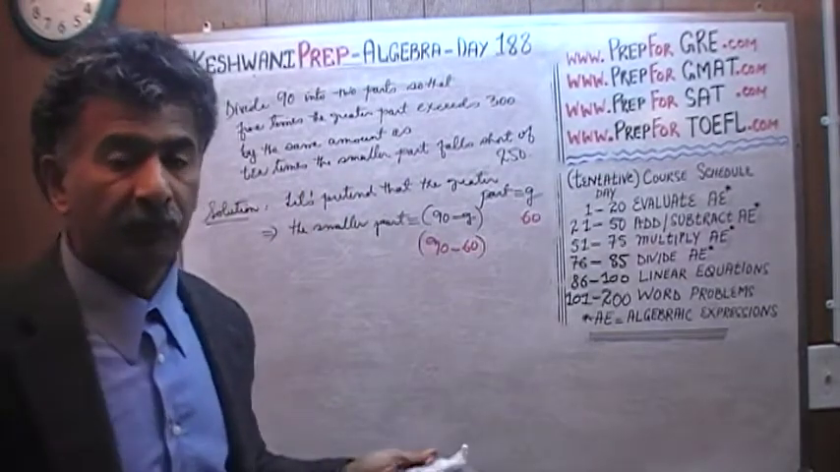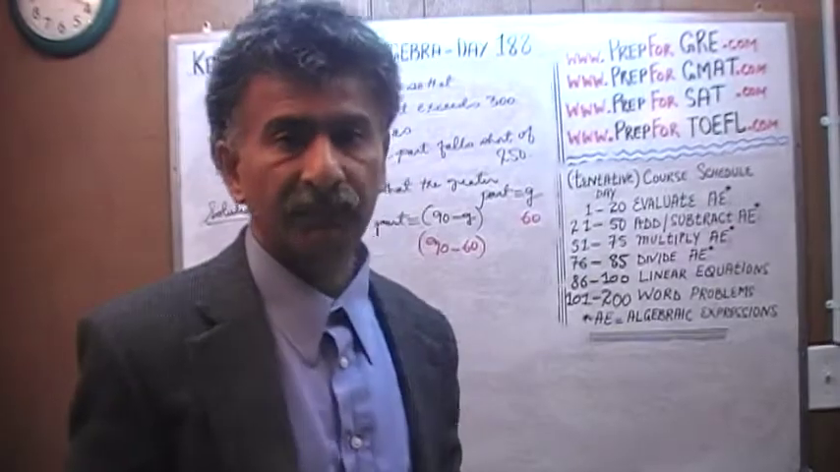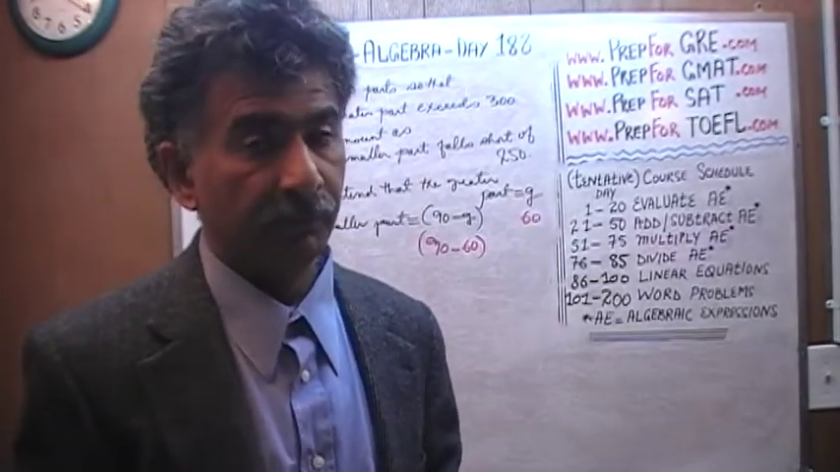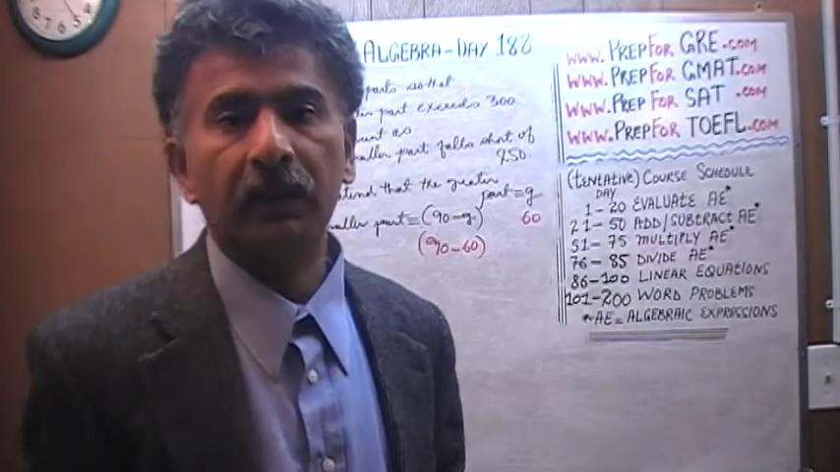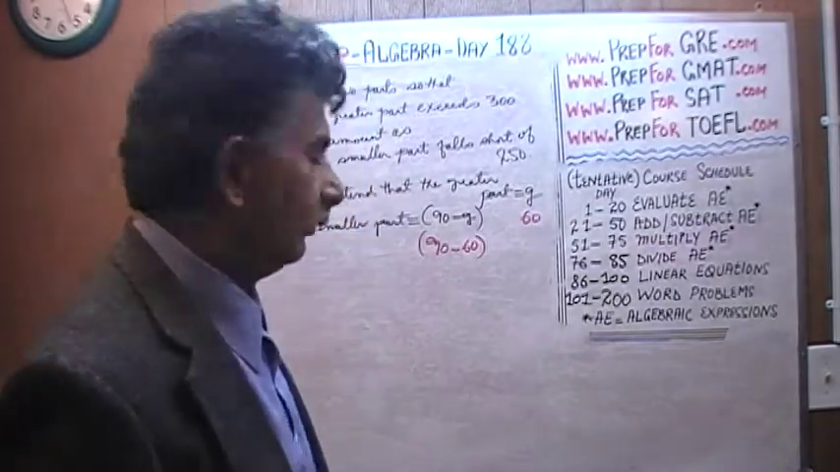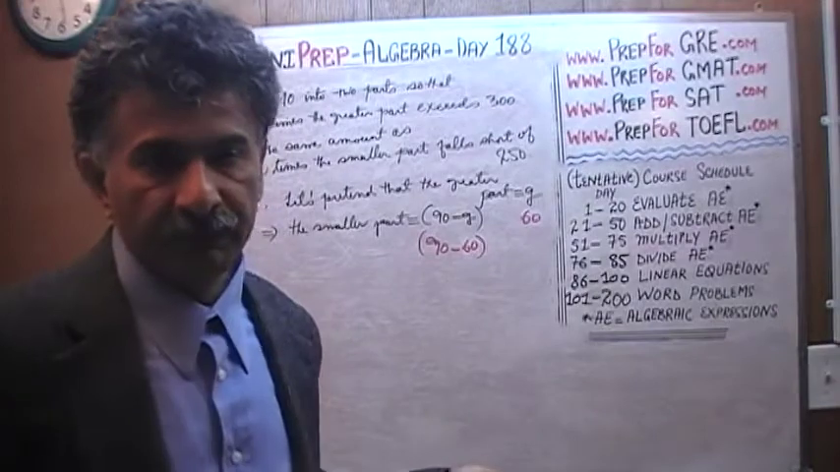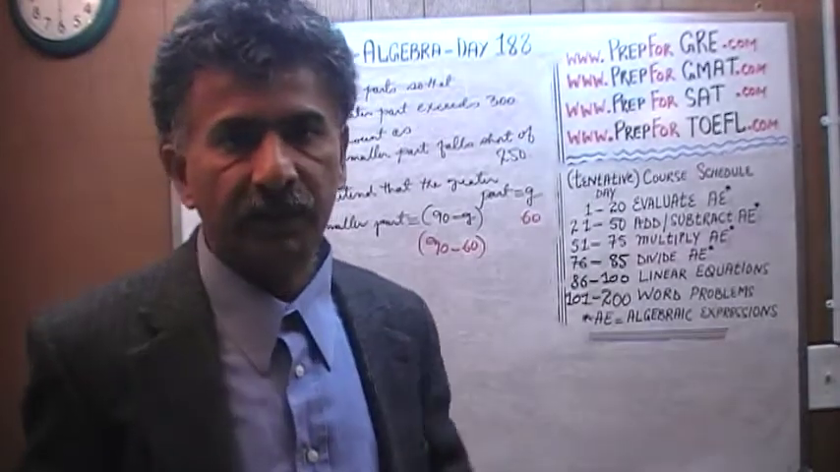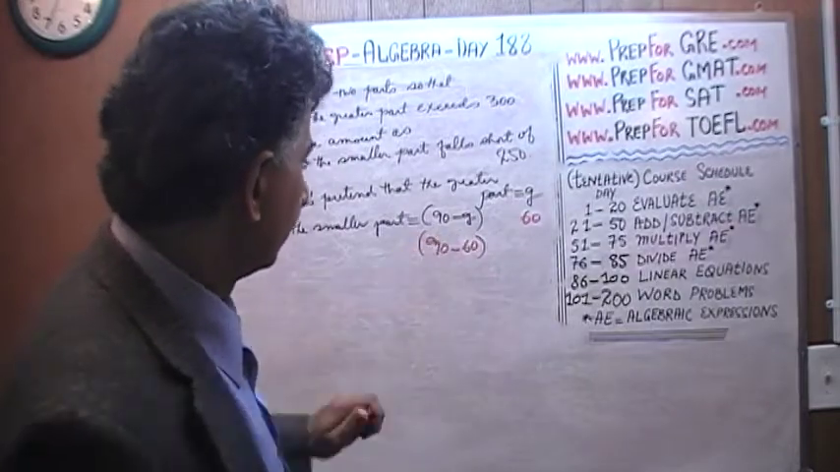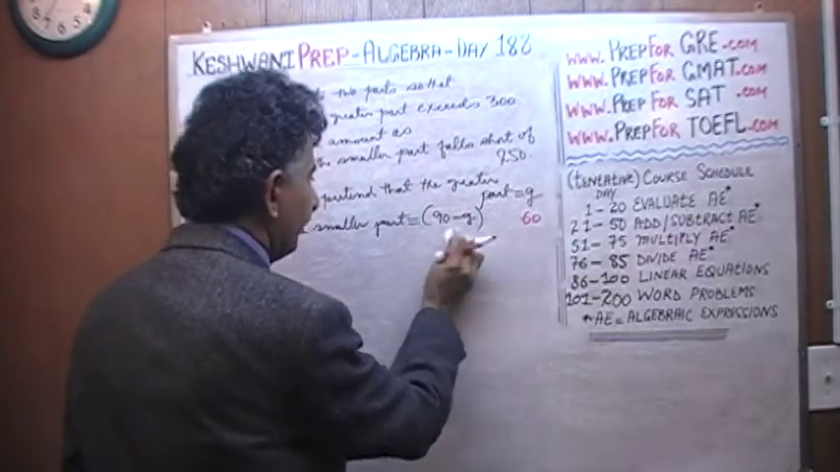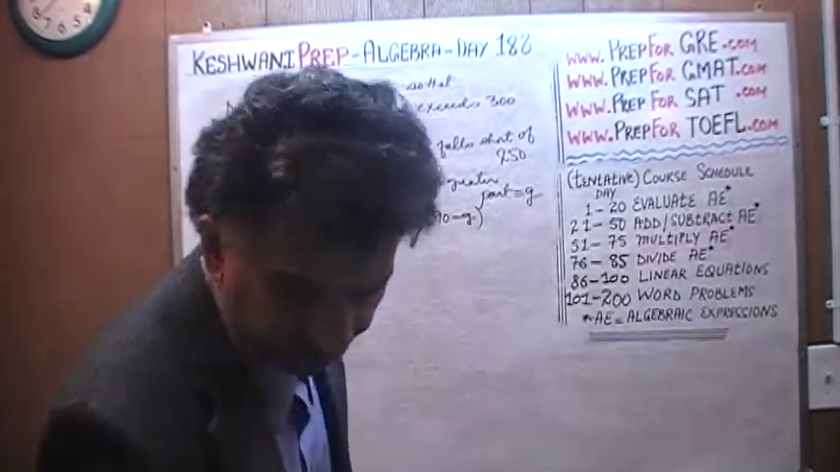But the greater part, by definition, would be something more than 45. It doesn't have to be an integer, because nowhere in the problem does it say it has to be a whole number. It's just that the greater part is more than 45. Whatever the greater part is, the smaller part is whatever is left over once you subtract the greater part from 90. So that's where that comes from. Let's carry on then.